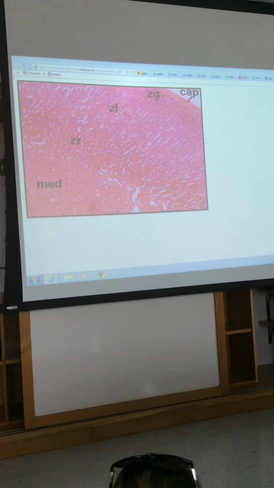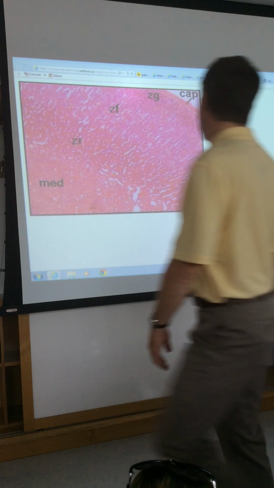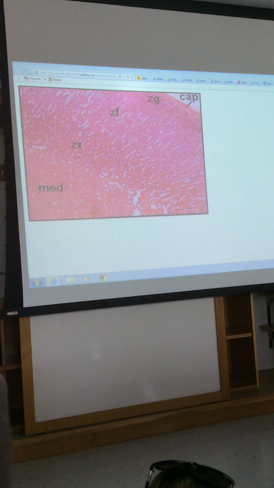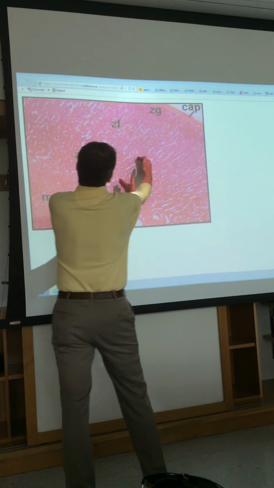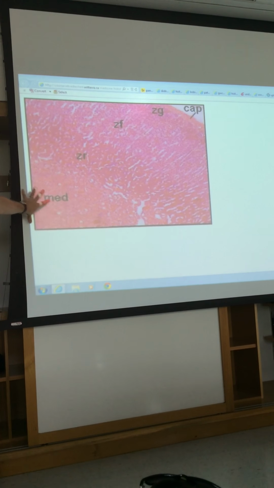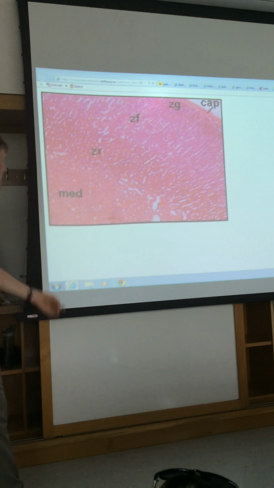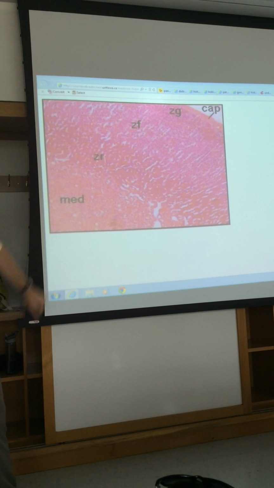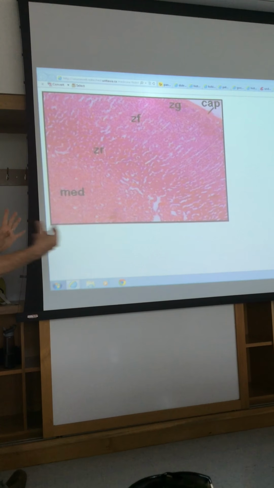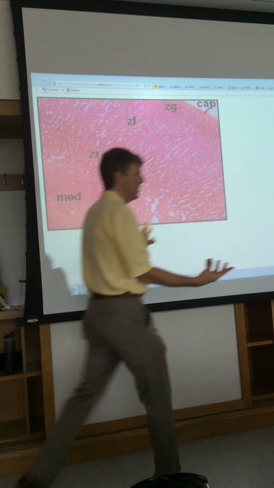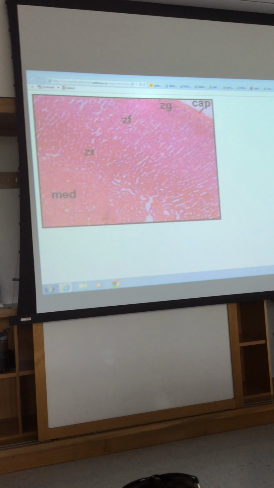This is just another picture. It's much more subtle, but it helps when they label it like this. Anyway, glomerulosa, fasciculata, darker again, reticularis, and then the medulla. And actually the medulla, if you compare it, it's going to look a lot like the posterior pituitary because it has the same type of nervous tissue that the posterior pituitary has.